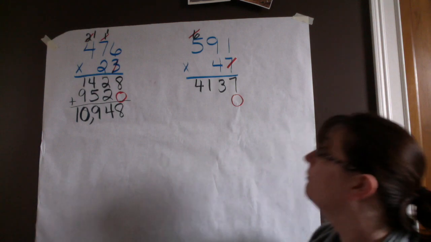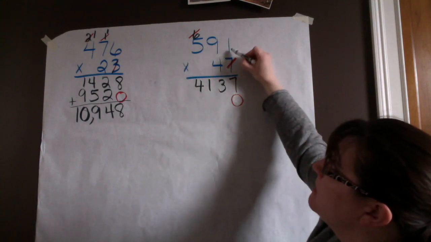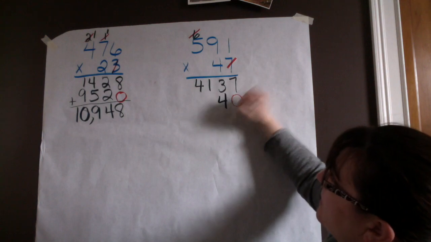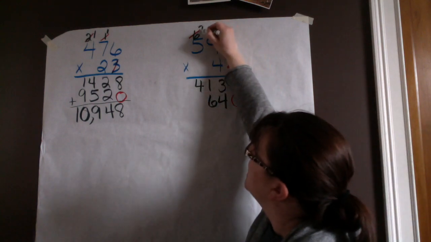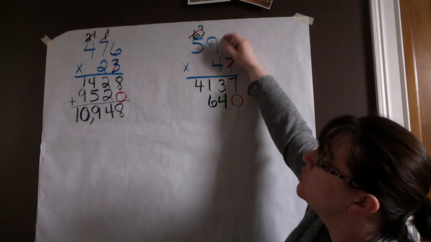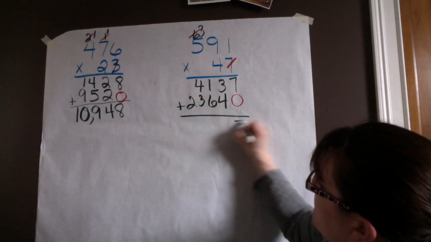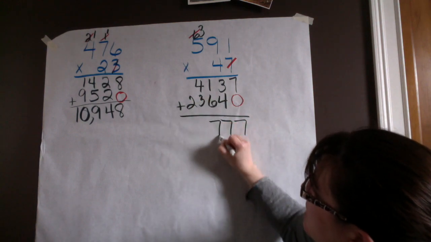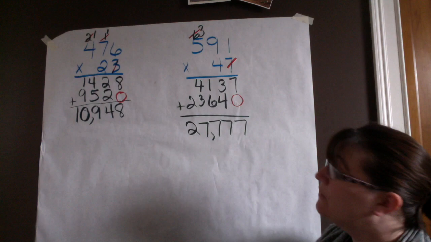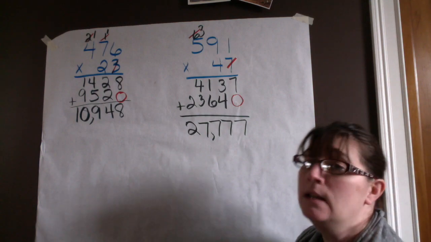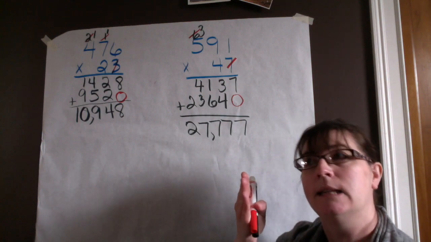So, but again, ones, tens, hundreds. So 4 times my ones. 4 times 1 is 4. Now I'll do my tens. 4 times 9, 36, carrying my 3. 4 times 5 is 20, plus 3 more is 23. And so you're going to find a lot of 7s here in this answer. My answer will be 27,777.